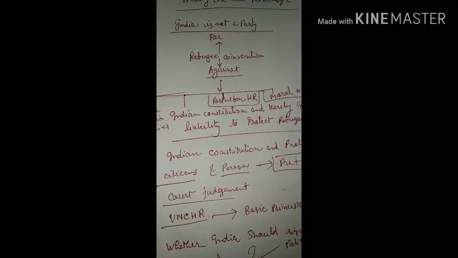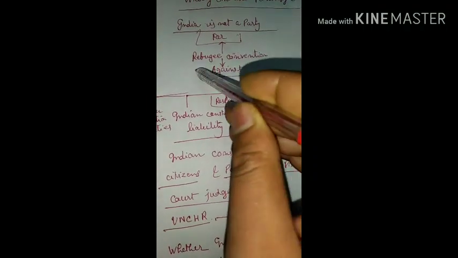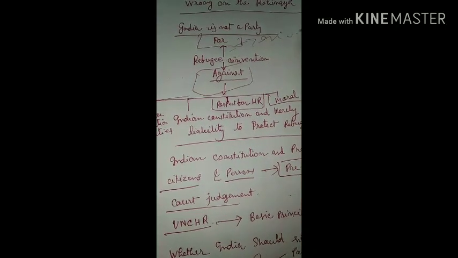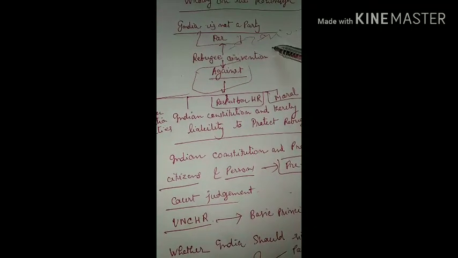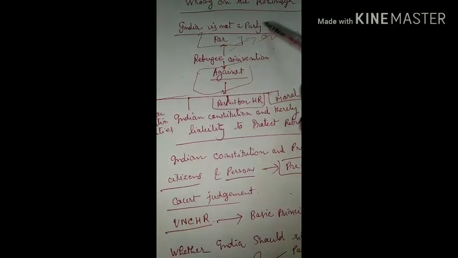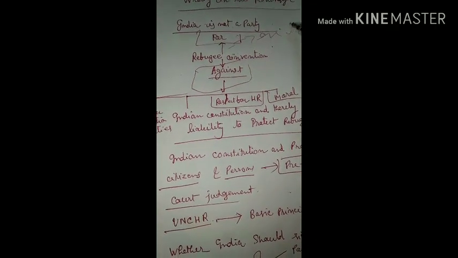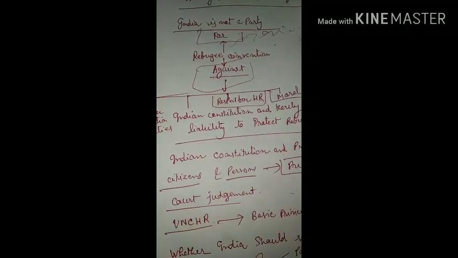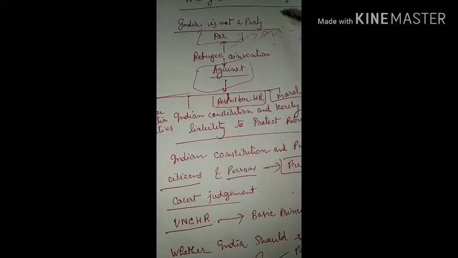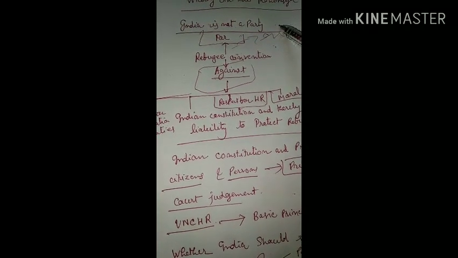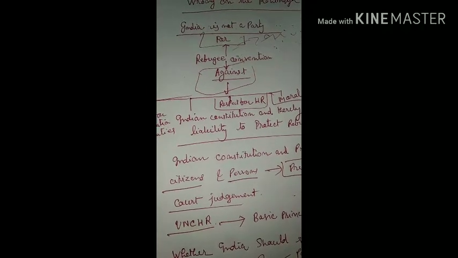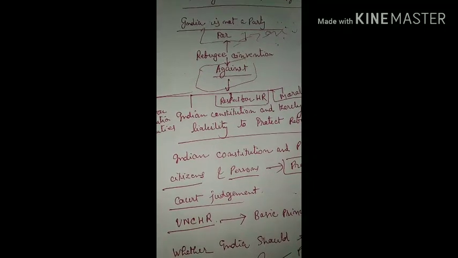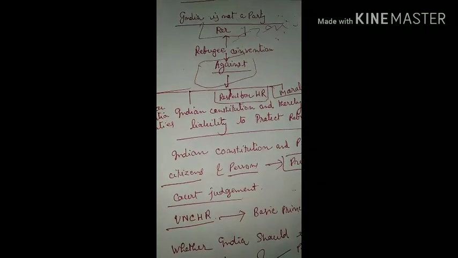So there are twofold points here. One is what reason India has given for not accepting the Rohingyas. What is India's reason? India says that India is not a party to the United Nations Convention on Refugees 1951 and its Protocol 1967. India has not signed the Refugee Convention 1951 and Refugee Protocol 1967. So India is not bound by the Refugee Convention's provisions. Right? This reason has been given by India.